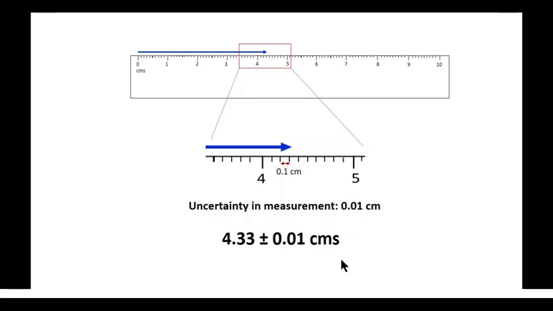Now, in 4.33, the first two digits, namely 4 and 3, were known, or in other words, we were certain about these digits. However, the third digit 3 was placed as an estimate of how much more than 4.3 centimeters. There is uncertainty in this position. This is an estimated digit, and we are doubtful about it. The number of significant figures is the sum of the number of digits we are sure about and one doubtful digit, or the estimated digit.